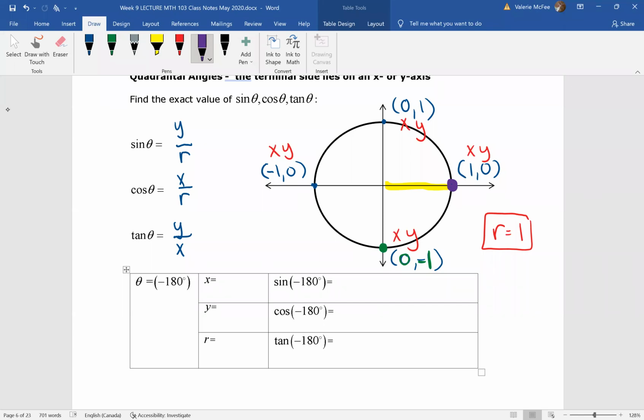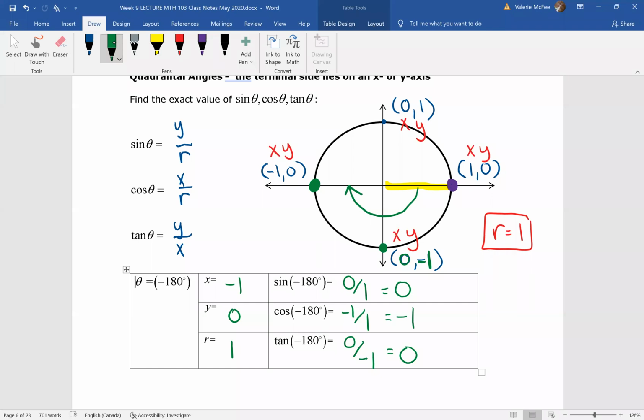This time we're looking at a negative angle value, negative 180 degrees. We're still starting on the positive x-axis, but this time we're going in a negative direction. We're here on the negative x-axis, where x is -1, y is 0, and r is 1. Find sine, cosine, and tangent of negative 180 degrees.